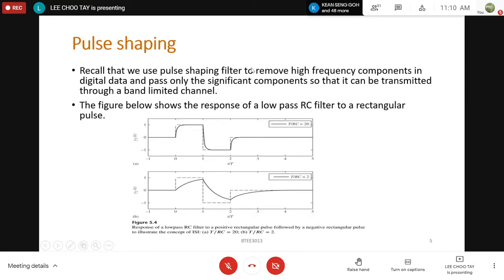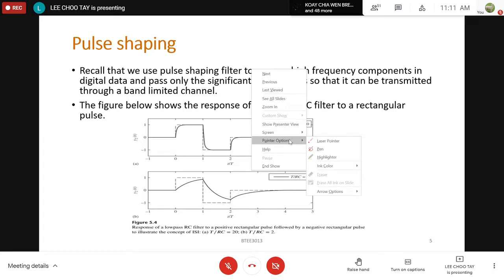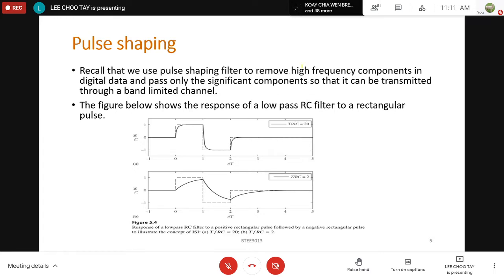Let's recall the pulse shaping process here. Remember we talked about the pulse shaping filter being used to remove the high frequency components in our digital data, so that we can transmit them through the band limited channel. So the pulse shaping filter is basically a low pass filter.